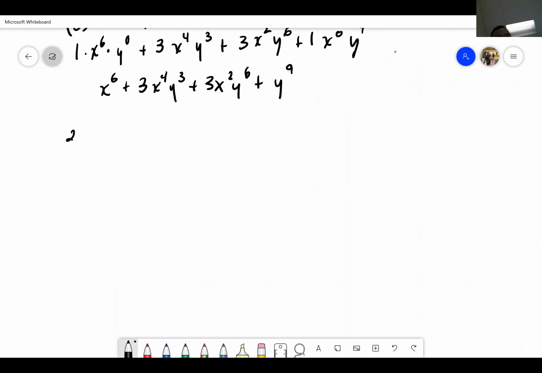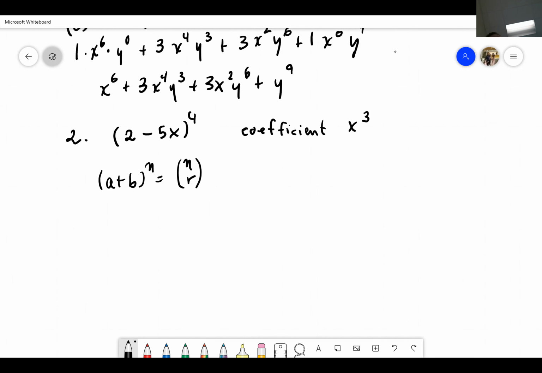All right, so number 2, it says, find the coefficient of x to the third in the expansion of 2 minus 5x to the fourth. They want you to find the coefficient of x to the third. And so, I'll just remind you that (a plus b) to the n is nCr, a to the n minus r, b to the r. That's what we did in the first question.